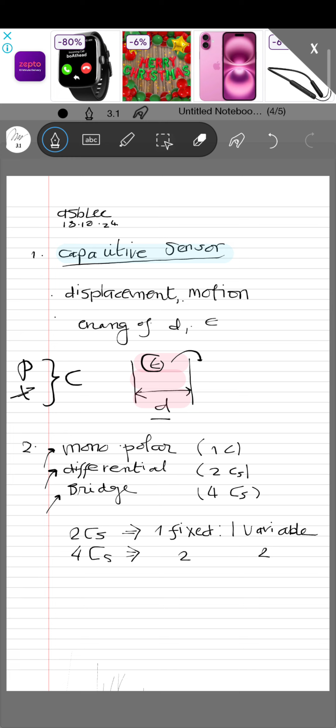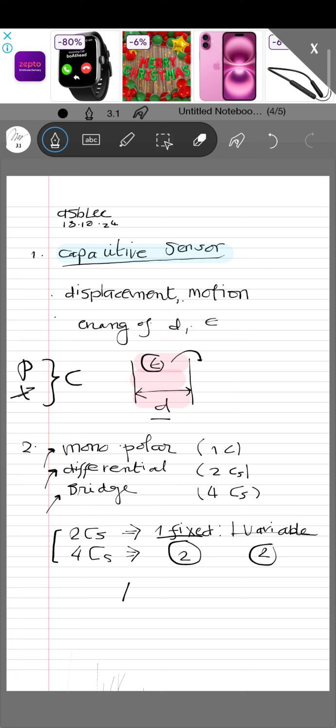Now, whenever you have two or four capacitors, either in the form of a differential capacitor system or a bridge capacitor system, half of them will be fixed and half of them will be variable. Like in the case of a differential, which consists of two capacitors, one is kept fixed and the other one varies. Similarly, in the case of a bridge capacitor, two are kept fixed and two vary.